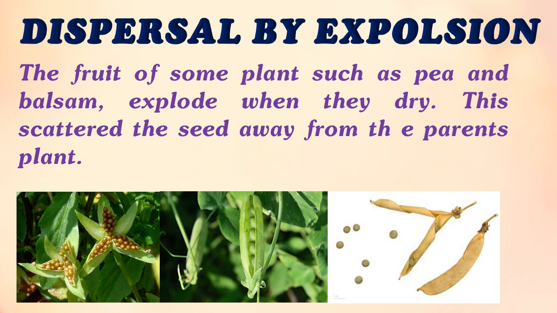The last one is dispersal by explosion. The fruits of some plants such as pea and balsam explode when they are dry. This explosion scatters the seeds away from the parent plant. This is called dispersal by explosion.